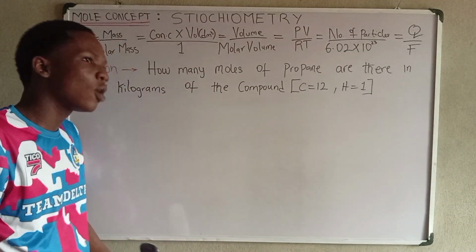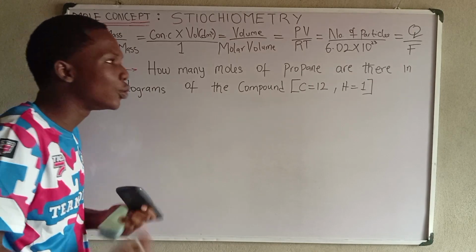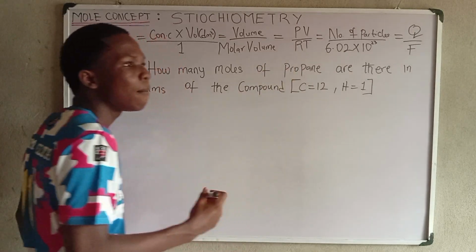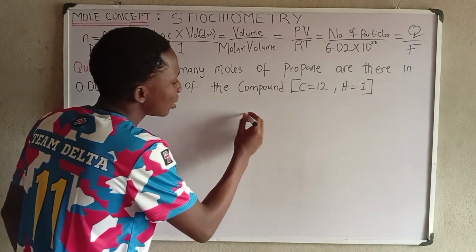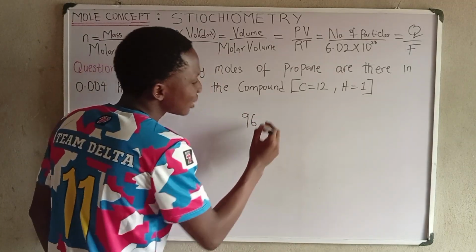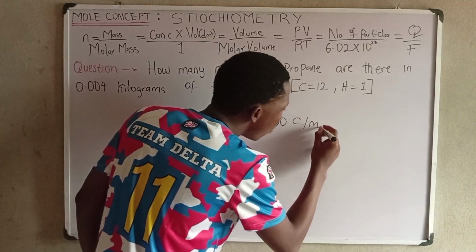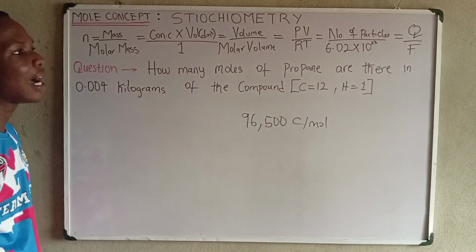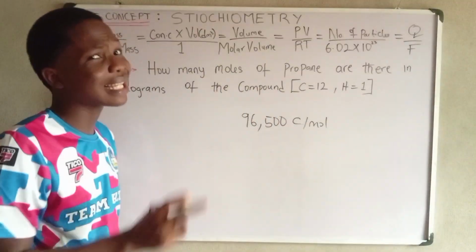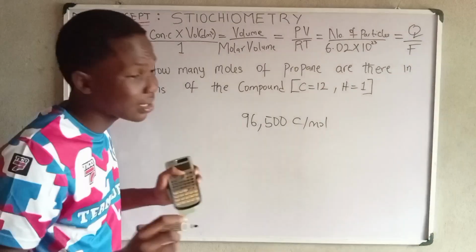As I said before, all constants have values. The value for the molar charge of an electron is 96,500 coulomb per mole. Take note of these values and write. Hope you are writing down. As I said earlier, get your writing materials.